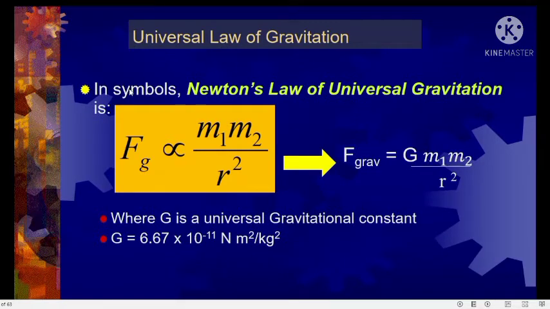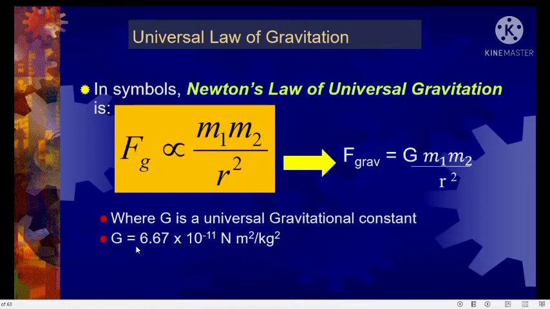Now we try to produce the formula. In symbols, Newton's law of universal gravitation is Fg directly proportional to m1 times m2 divided by r squared, and it can also be written in the form of an equation as F equals G m1 m2 divided by r squared. What is this capital G? This capital G is a constant. We call it the universal gravitational constant.